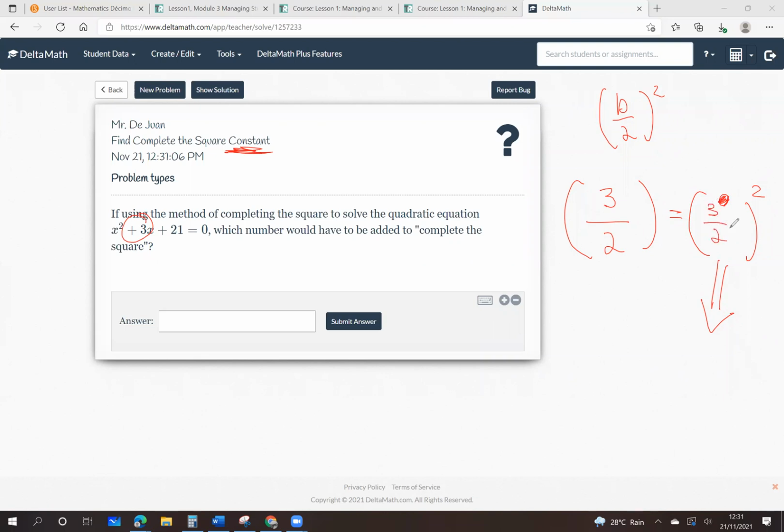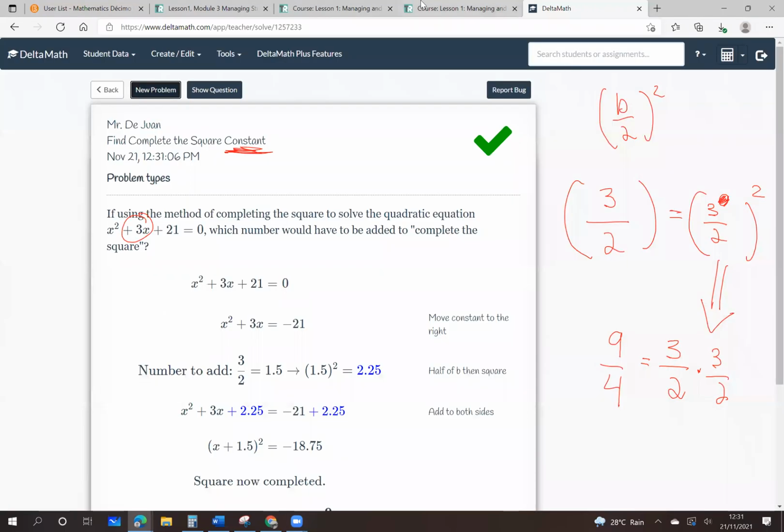In this case, I can't simplify this, so we're just going to have to do the process of squaring. 3 times 3. Remember, this is the same as 3/2 times 3/2. Well, that's just going to give us 9/4. Cuadrado por arriba, cuadrado por abajo. 9/4 is what we're going to have to add on both sides.